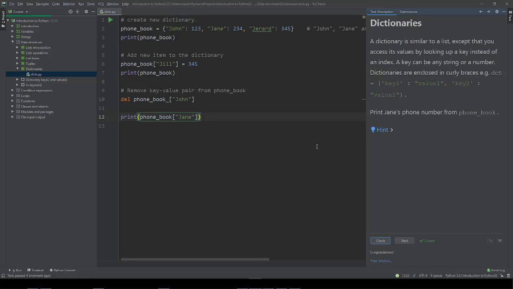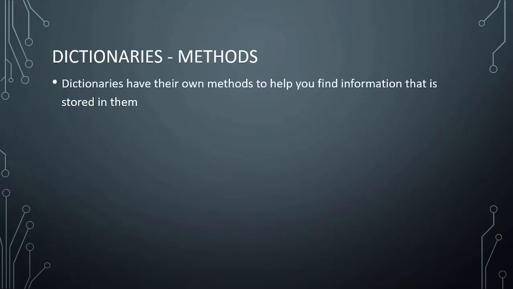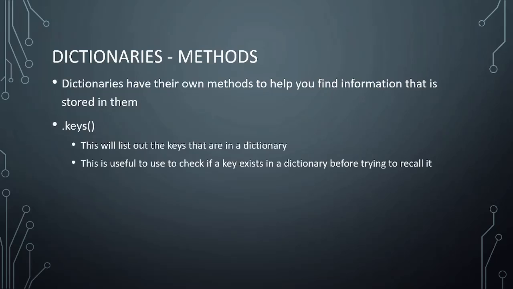Let's go back to our notes to see about that. Now, dictionaries are like lists, but they have some special methods for themselves. And these methods help us to find out what information is stored in that dictionary. Now, the first method we're going to look at is the keys method. This will list out the keys that are in a dictionary, and it can be useful if you want to check if a key exists before trying to recall it.